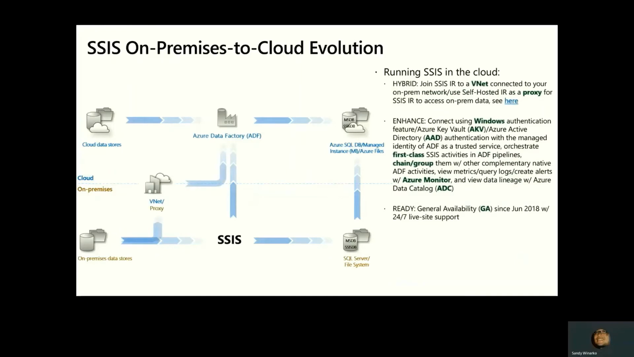Now that you run your packages on SSIS-IR in ADF, you can still access data on premises by joining SSIS-IR to a VNet connected to ExpressRoute or a VPN gateway to your on-premises network, or using self-hosted IR installed in your on-premises network as a proxy for SSIS-IR. You can continue to access your existing or new data stores using the Windows authentication feature or cloud-first, cloud-only features such as Azure Key Vault, or AKV, and Azure Active Directory, or AAD, authentication with the managed identity of ADF as a trusted service.